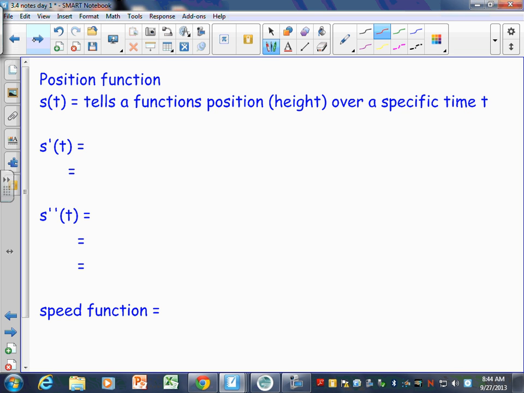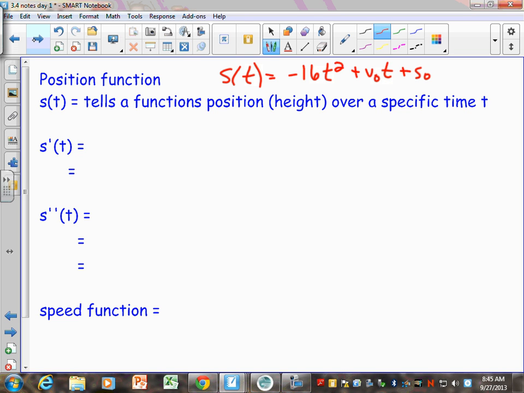So the position function is something that we dealt with in pre-calculus a lot, and I don't know if we've dealt with it now or not. It tells how high something is, and normally we think about it like this. We say s of t equals negative 16 t squared plus v sub 0 t plus s sub 0. Any big memories of that? This is your initial velocity, this is your initial height, and this is acceleration due to gravity. A lot of times in this book they give you the position function, so you don't have to come up with your own equation. But we did that a lot in pre-calculus.